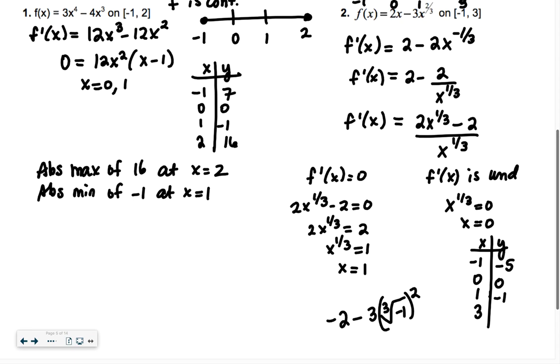We can find the decimal version for 3 if we want. So 2 times 3 is 6, minus 3, I know that, times 3 to the 2/3. All right, so we get, what, -0.240.